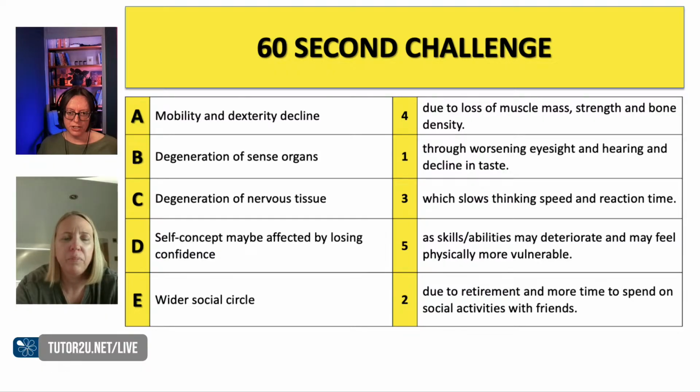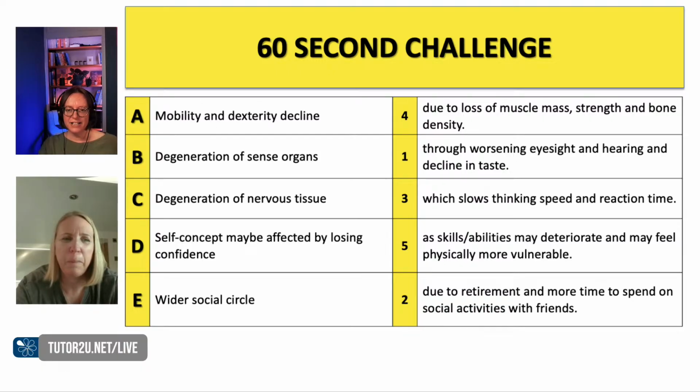So B, degeneration of sense organs through worsening eyesight and hearing and decline in taste. Sammy is asking, what is dexterity? Dexterity actually refers to your ability to use your fine motor skills. So in later adulthood, the kind of things you struggle with is opening jars or opening cans or maybe doing up buttons. So using your fingers and small, yeah. Thank you, Charlie. Excellent. Brilliant description there from Charlie.